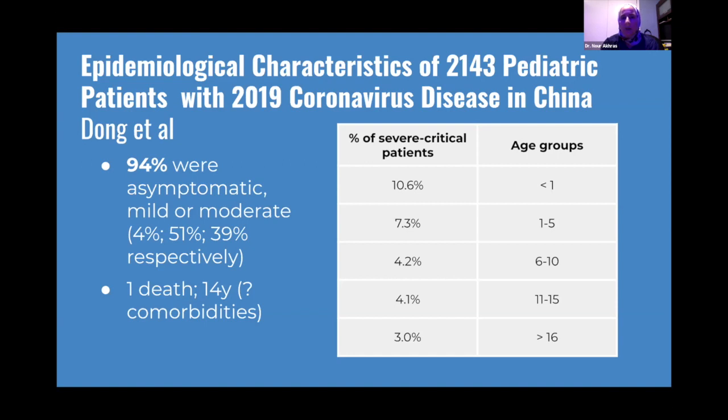And then if we look at the percentage of patients that were severe to critical, in this little table over here, we can see that the largest percentage of children who were infected with the virus and needed severe or critical support were those under 1 year of age. And as they got a little bit older, fewer of them required severe or critical support.